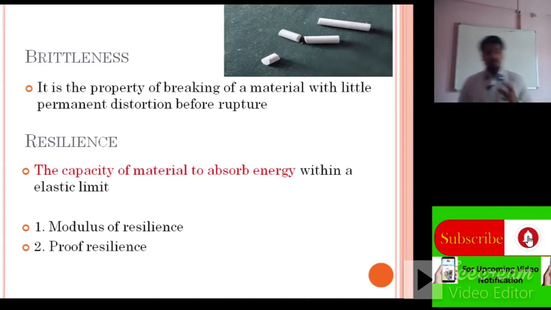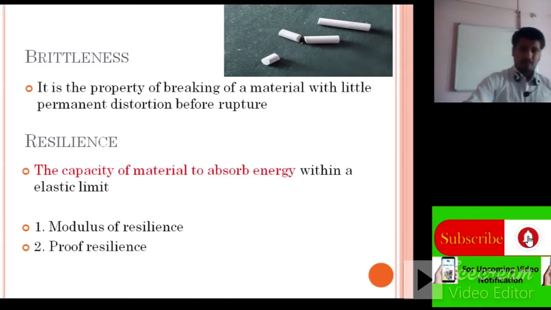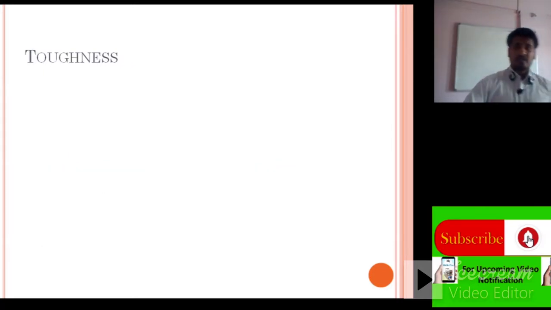And here we have two other points also, that is modulus of resilience and proof resilience. These two points we will take in the next part, while solving the example. We will discuss both points while solving the example. Then the next property is toughness. Now you have to take one example randomly after the discussion of the toughness property.